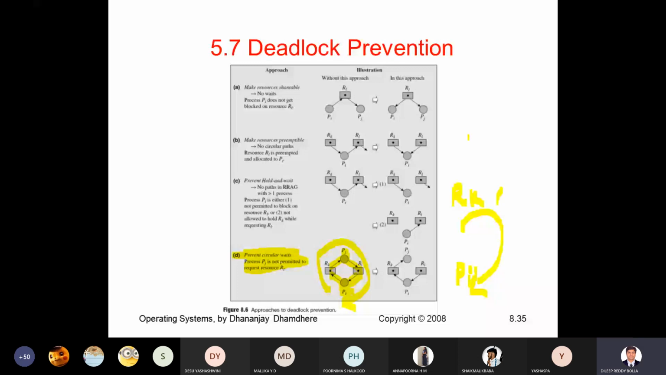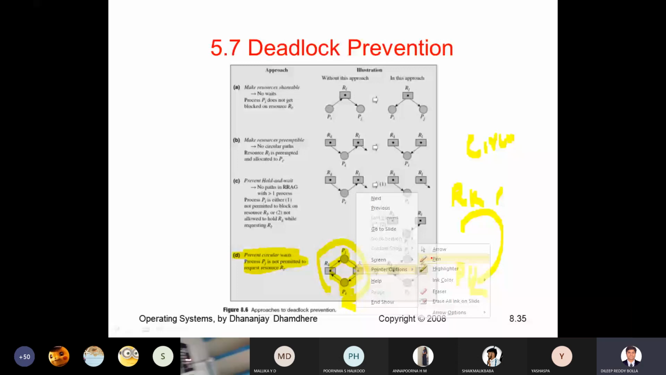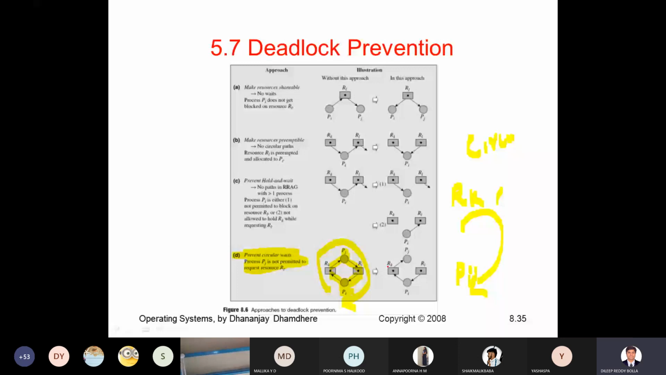Because of the circular loop we are trying to avoid, see what is happening here. How are we avoiding the circular loop? We are making any one of them, either PJ or PI, wait. In this case, we are making this PJ wait. So the idea of this fourth technique is what? To prevent circular wait. We should not create any circles like this, because of the circular arrangement we are getting a deadlock. It can be anywhere. This portion you cut down or this portion you cut down, so that it will not form any circular fashion.